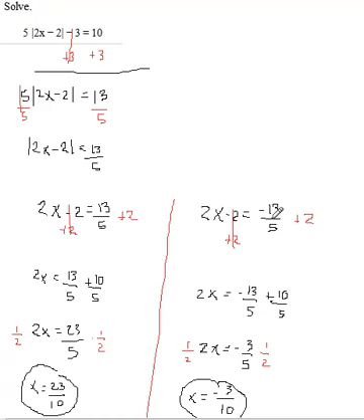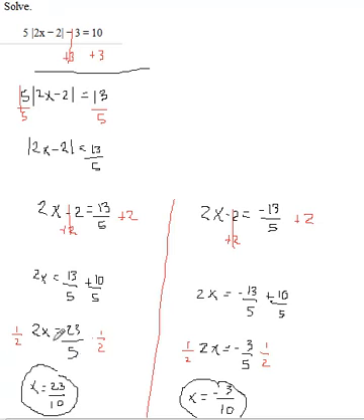Now what we would just want to do in each situation is get the x by itself. So in this first situation, I added 2 to both sides. That gave me the 2x all alone on the left side. 13 fifths plus 2. In order to add fractions, you have to get common denominators. So 2 is the same thing as 10 fifths. That way I had a common denominator of 5. So we add the tops, 13 and 10, and we get 23 fifths. So 2x equals 23 fifths.